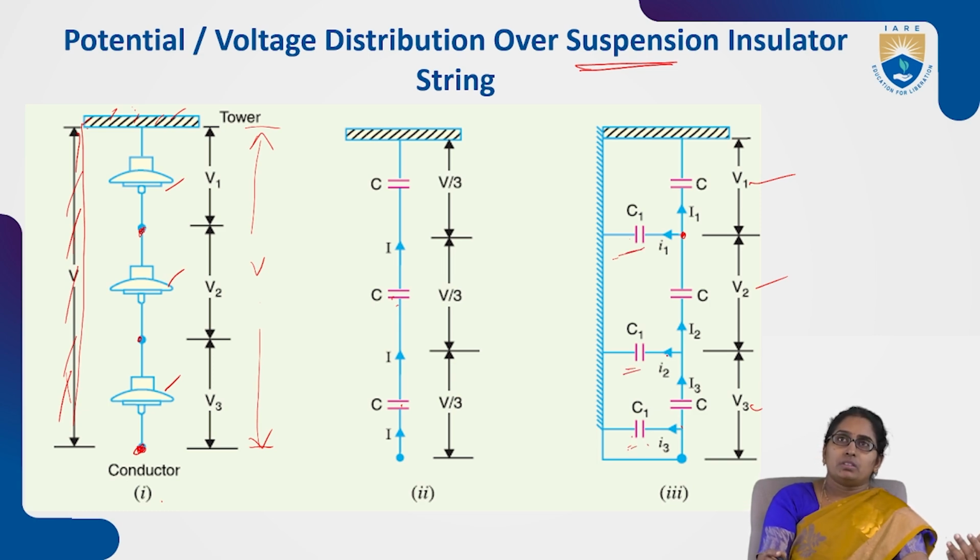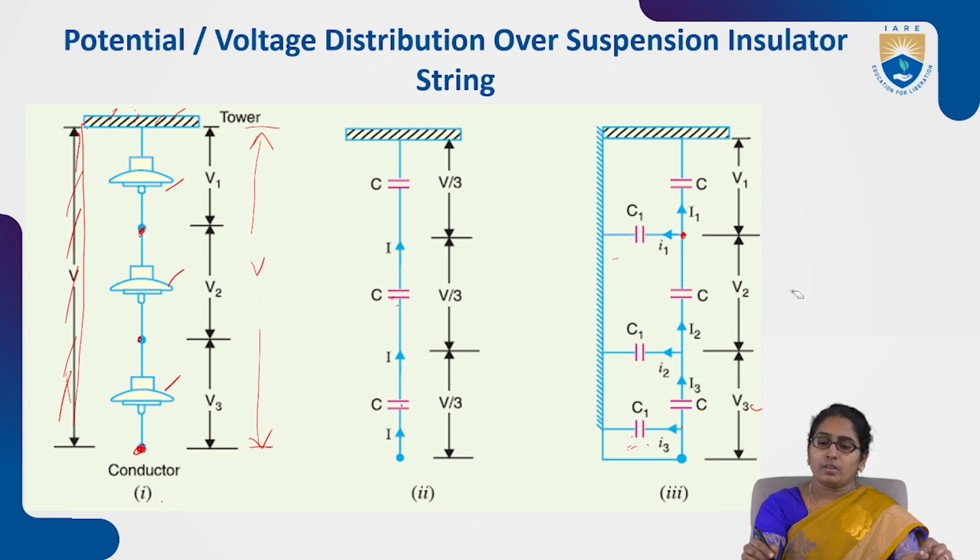The voltage distribution across the units is given by V1 across the top unit, V2 across the next unit, then V3 across the third unit, that is the bottom unit. That is the reason why the voltage distribution is not uniform over a suspension insulator string: mainly because of the shunt capacitance present in the system.